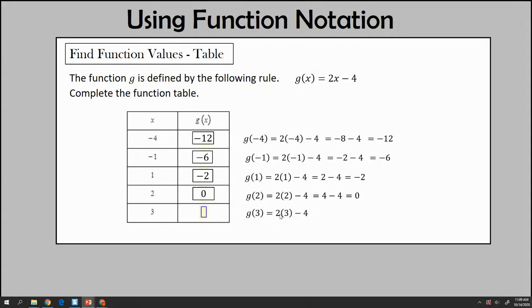And then finish it up. G of 3, 2 times 3 minus 4, 6 minus 4 is 2. So when the input is 3, the output is 2. So that's how we can find function values using a table given a function.